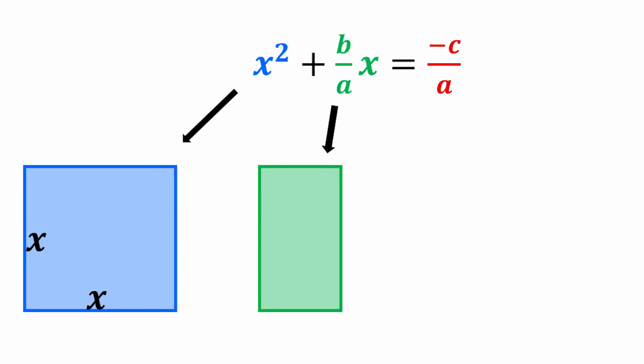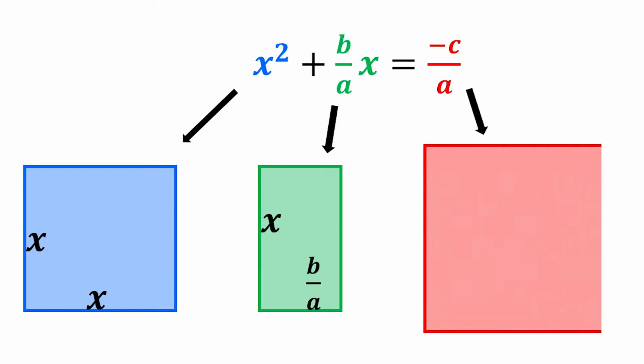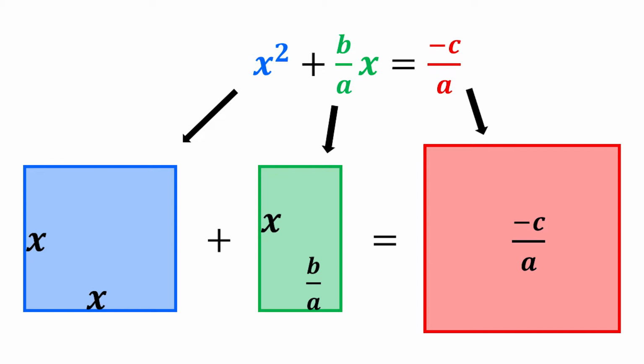We will use a green rectangle to represent the term b over a times x. The area of the rectangle is length times width, and with a length of x and a width of b over a, the rectangle will have an area of b over a times x. We will use a red rectangle to represent the area for negative c over a. We do not need to know the side lengths, just that the red rectangle is equal to the area of negative c over a. So we are looking for the areas of the blue square and the green rectangle to add together and equal the area of the red rectangle.